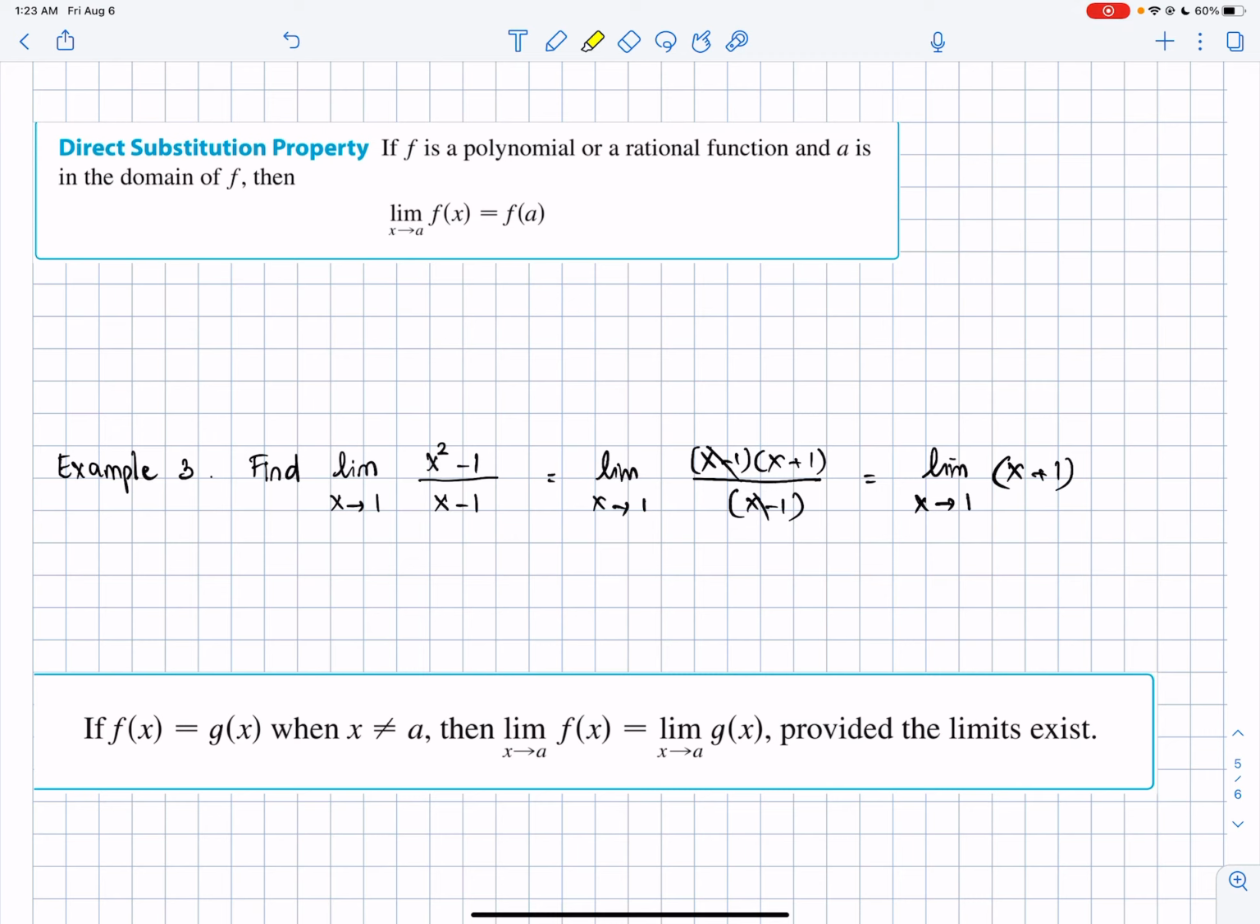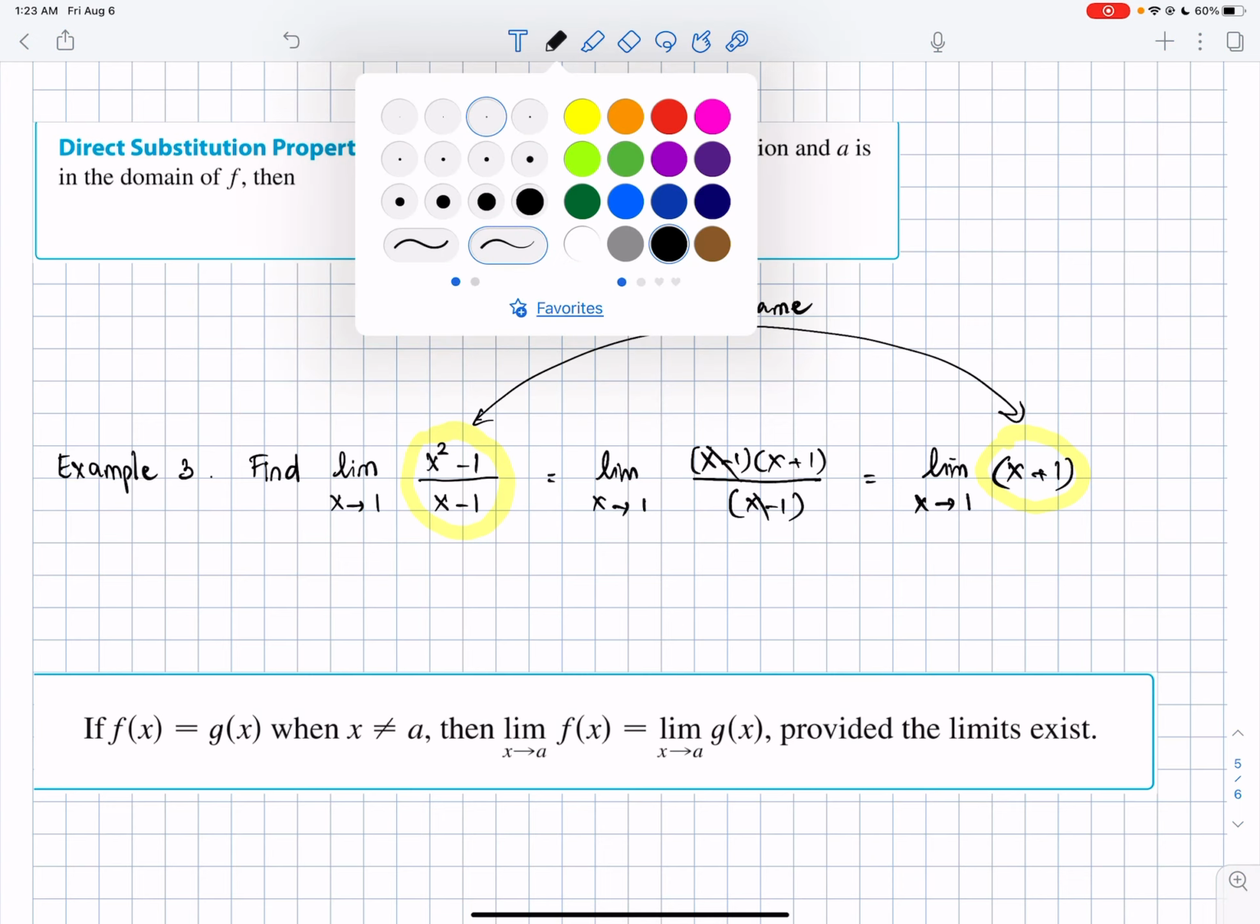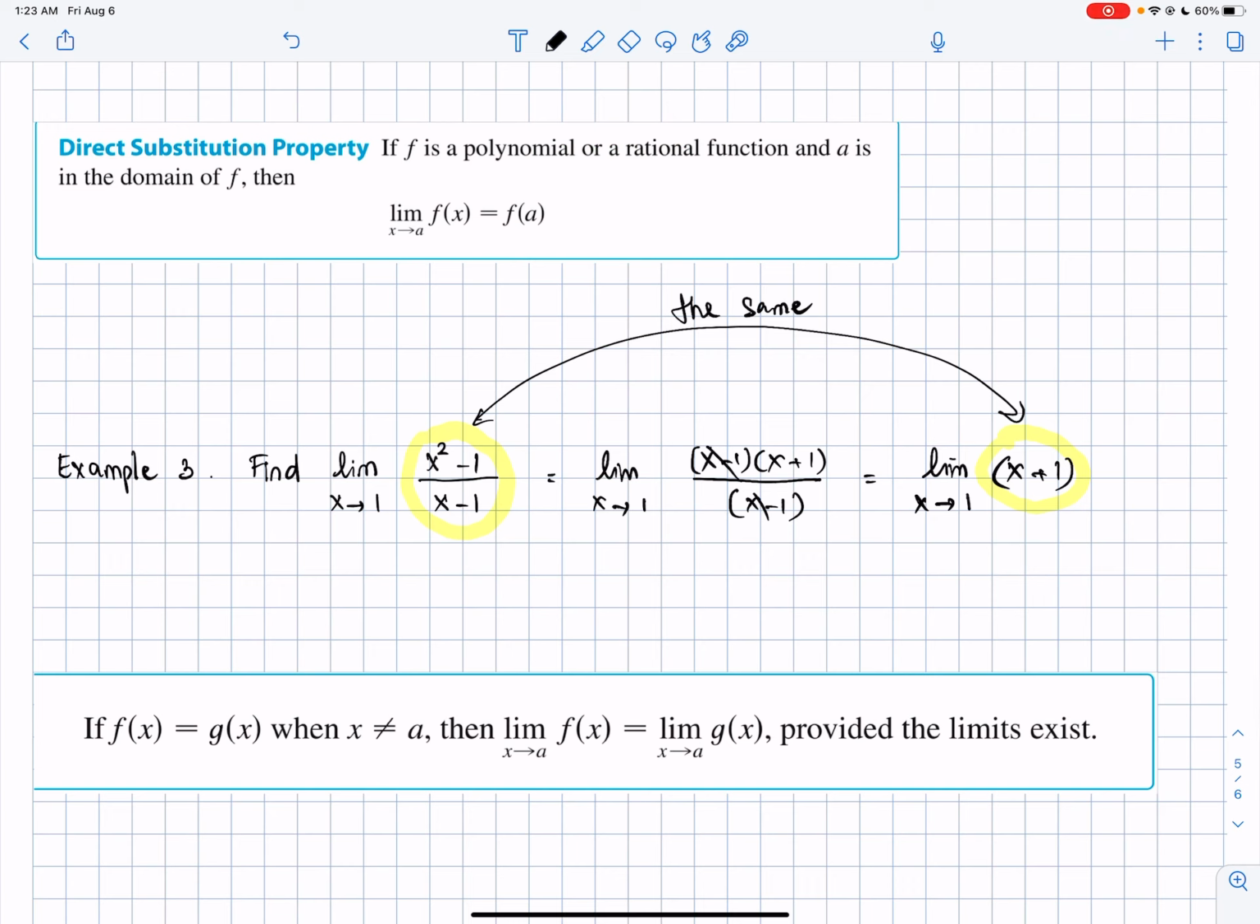So what happened is that we have the rational function before, and we simplify and we get x plus 1. How do we call this and this? They are the same, right? So they are the same. Because from x squared minus 1 divided by x minus 1, we make x plus 1. So these two functions are the same. So this is a polynomial, so we can just plug in 1 into the function. So we get the answer 2 for the limit.